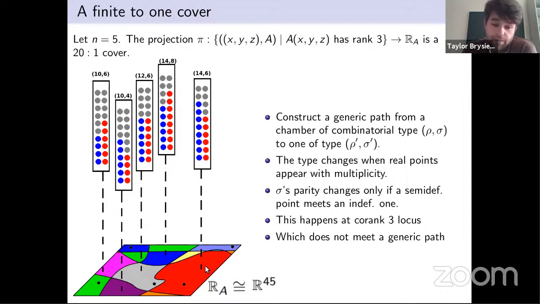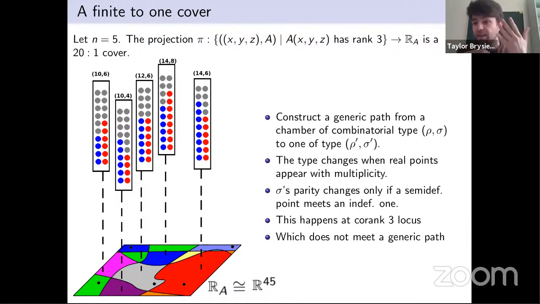And that's basically it. So we start somewhere, we solve the system, and if we want to move to another chamber, we just randomly draw a little path somewhere else. And then the combinatorial type can only change when real points appear with multiplicity. That's when we get new or fewer real points. But then the number of red points changes if and only if one of these non-semidefinite, indefinite solutions collides with a definite semidefinite solution. But this is another application of the intermediate value theorem, right?